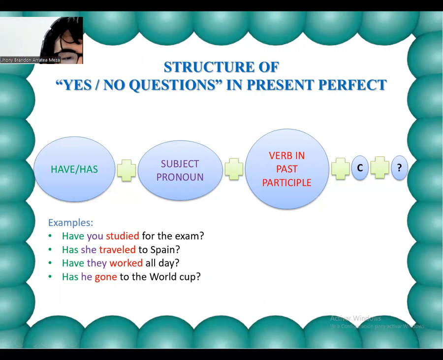Well, in this case, the auxiliary verb is have. What about the subject pronoun? Scott, what is the subject pronoun here? Very good, it is you. And what about the verb in past participle? Very good, studied. Well, similar to this, we have the other 3 sentences. In this case, I colored the verb have or has with green, the subject pronoun with purple, the verb in past participle with red.